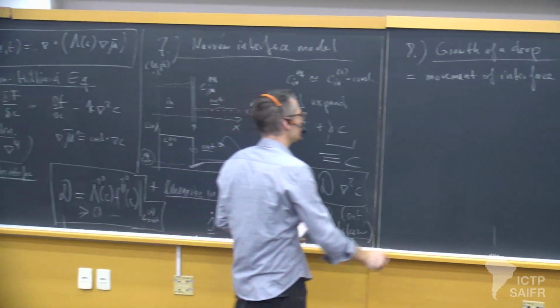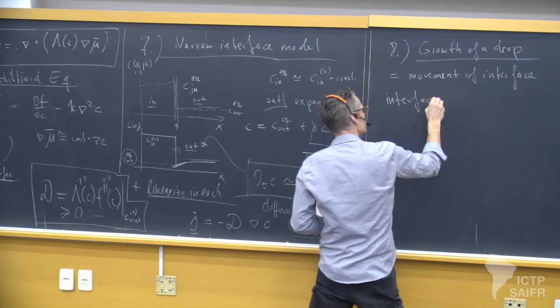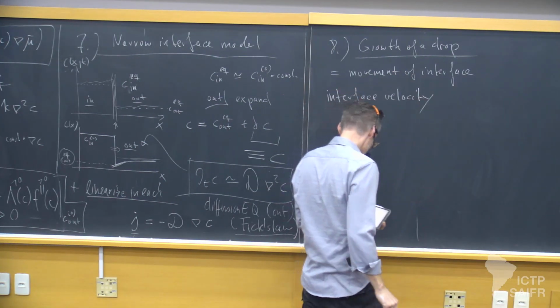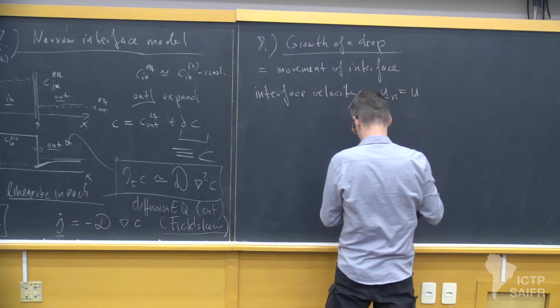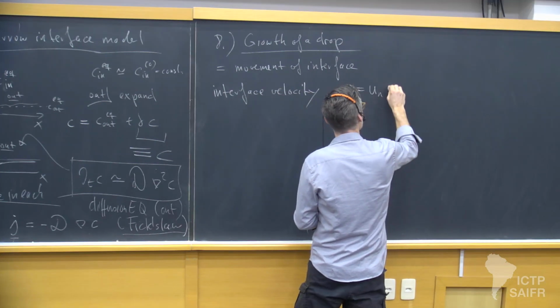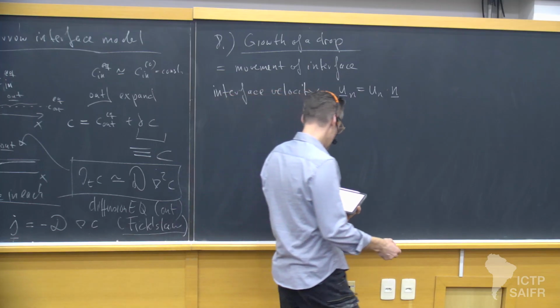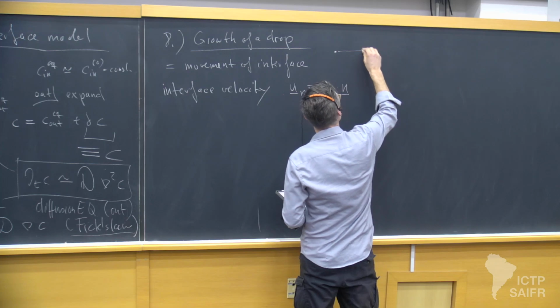And we have to define some interface velocity for that, which I call u_N, and N is the normal of the interface. So I have to do a little bit of geometry. We keep it spherical today, so it's not so difficult.